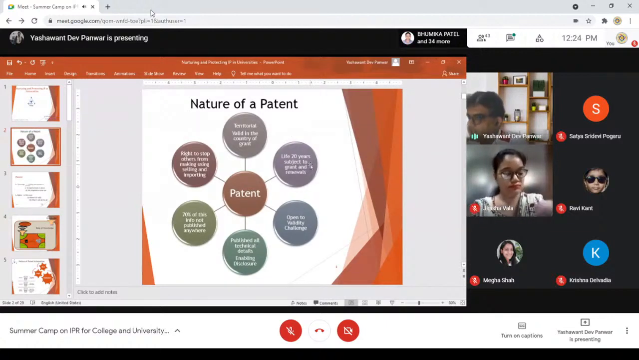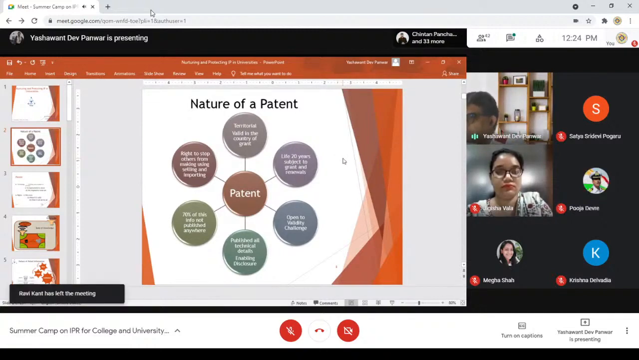And then there is the life of a patent, which is a maximum of 20 years. This is also subject to various conditions, such as renewals, or the grant not being challenged and refused. Another important characteristic is the validity of a patent. It can be challenged at any point of time.